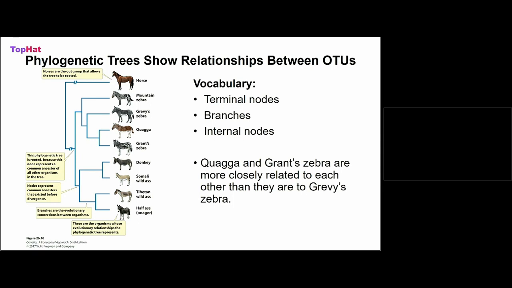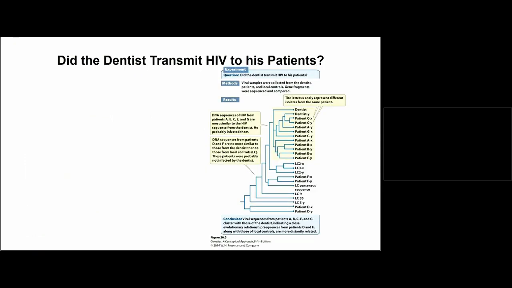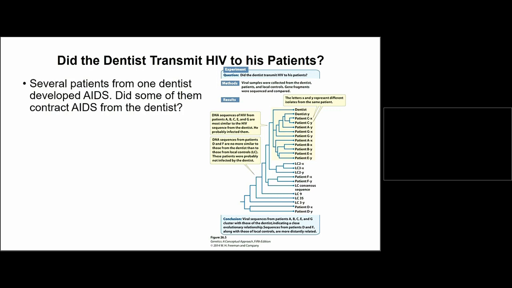Okay, so we can also use this for viruses and things of that nature. This is an image from the 5th edition of the book. They took it out of the 6th edition. But this is based on a true story, so this actually happened. There were several patients from one dentist in one community that developed AIDS. And it turns out that the dentist also had AIDS. And so the question was, did these patients contract HIV from the dentist or just from the community?